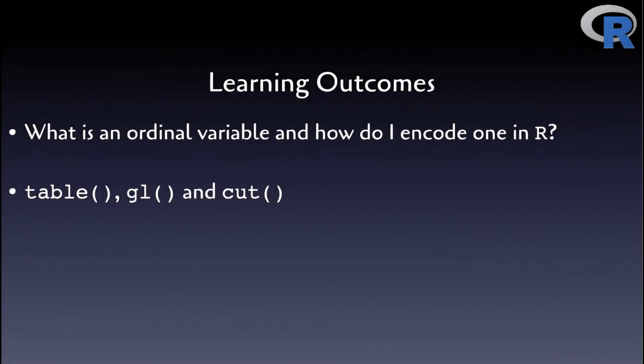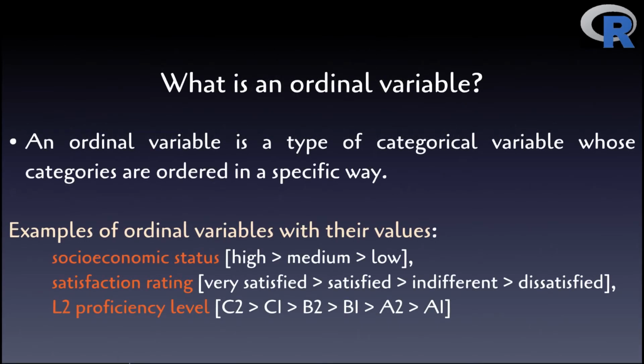Hi there! Let's wrap up this series of videos on factors by introducing the concept of ordinal variables and by taking a look at a couple of very useful R functions that operate on factors. An ordinal variable is similar to a categorical variable since they both take a finite set of categories as their values, but there is an important difference between them. Values of ordinal variables are ordered or ranked according to a specific criterion.